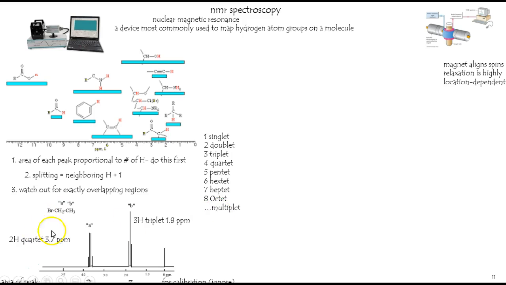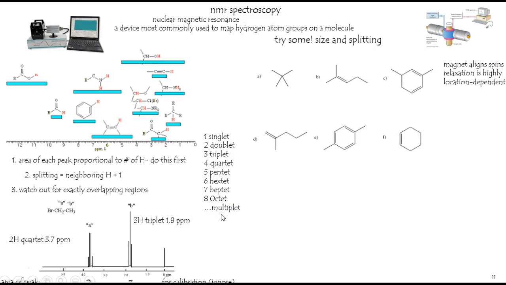And by the way, if this triplet quartet thing confuses you, here's a handy sort of map. Singlet, doublet, triplet, etc. 8 or so is about the maximum you can reach, and sometimes beyond that it's such a mess people just say multiplet. Tell me the size and splitting of each of these substances. If you need to review your skeletal structures, now's a good time to do that.